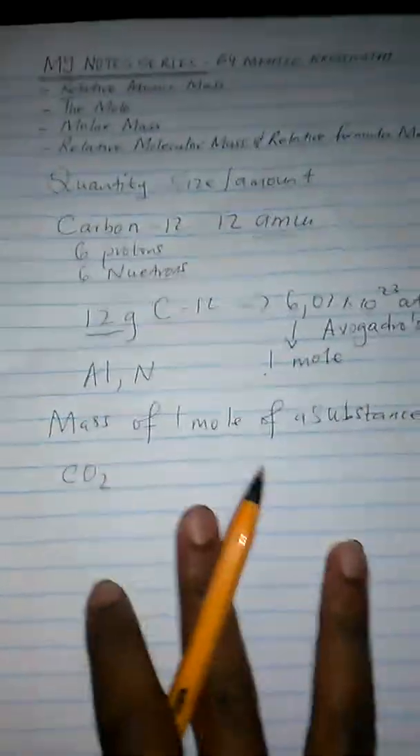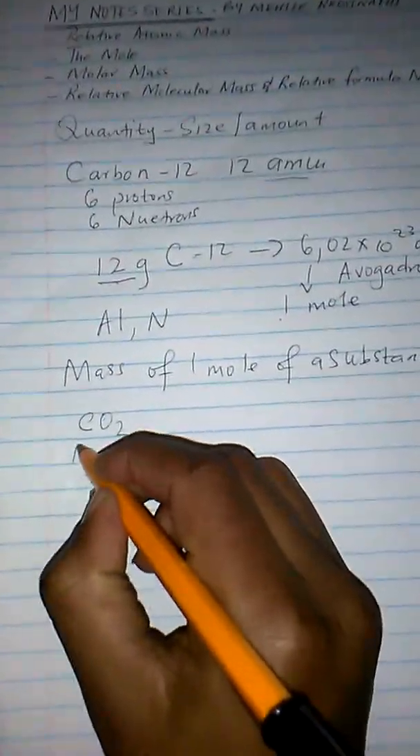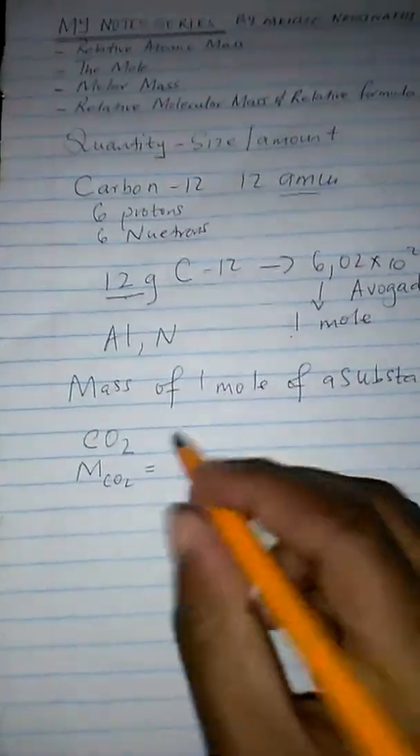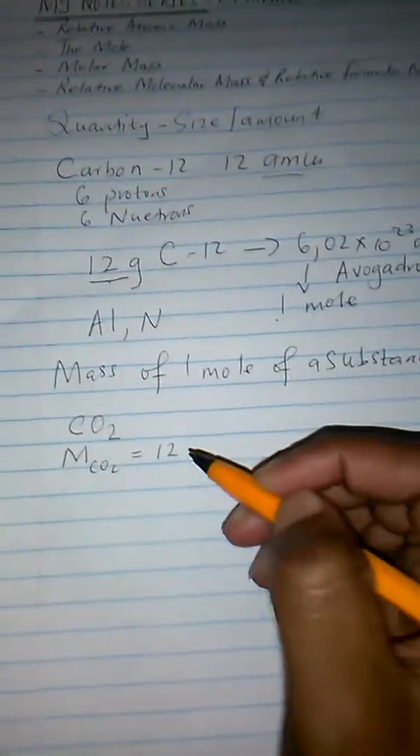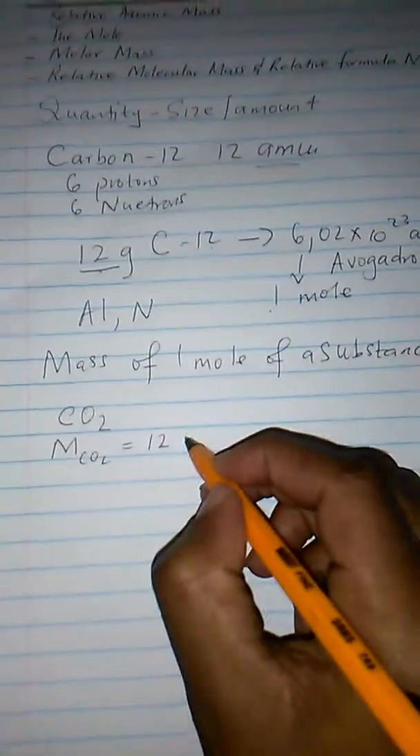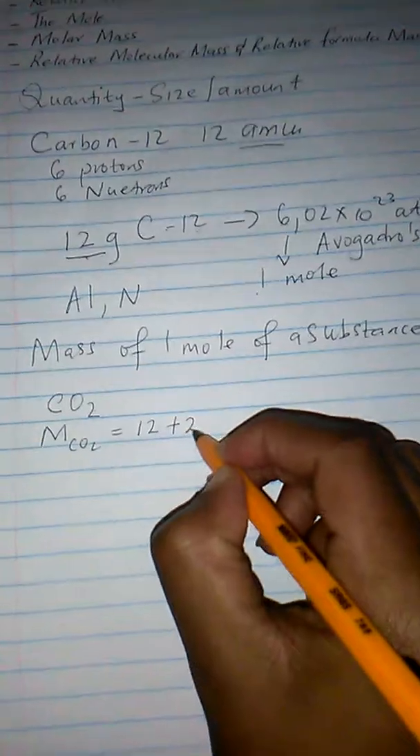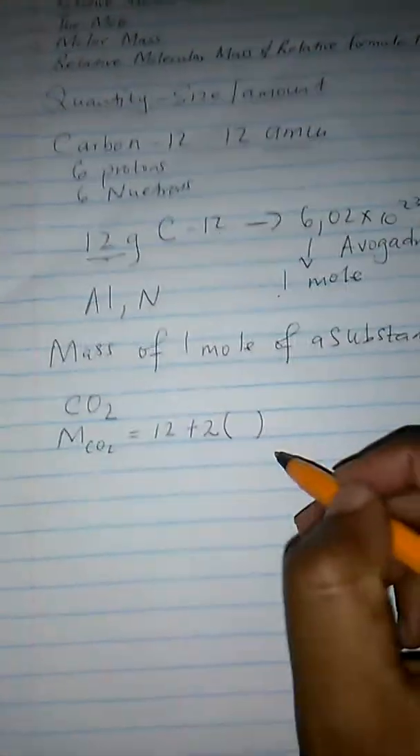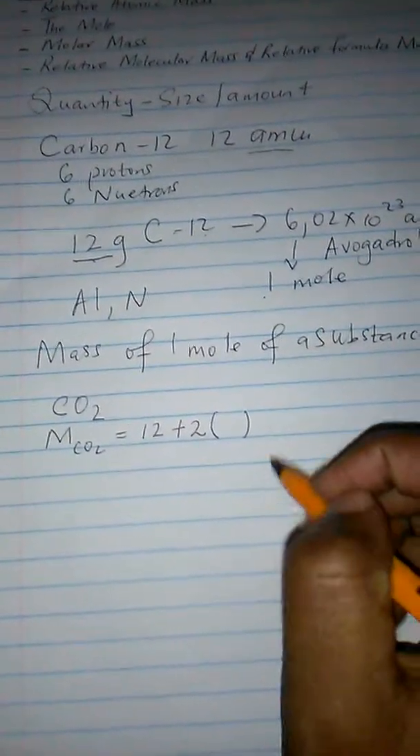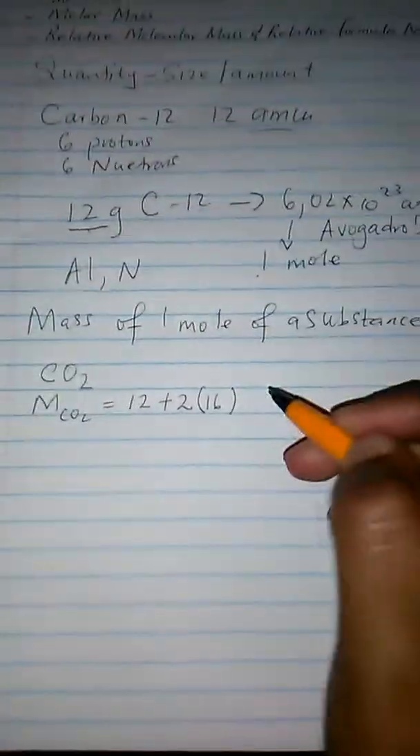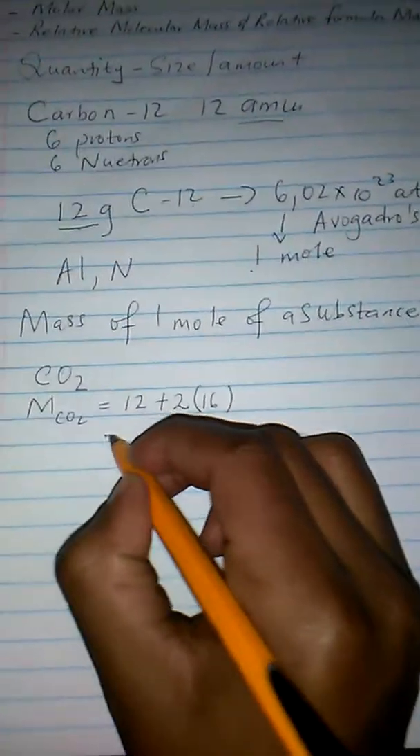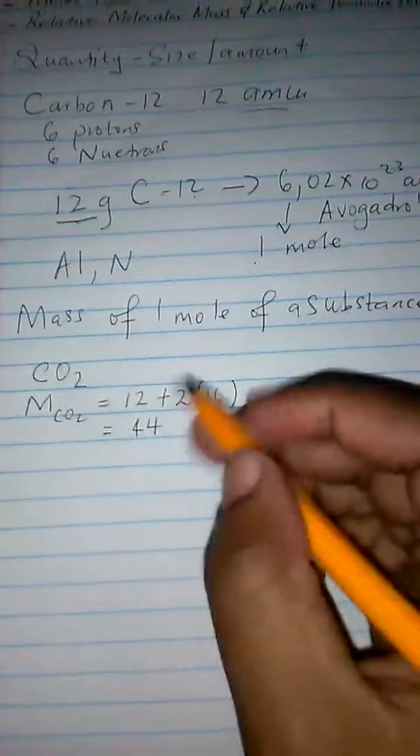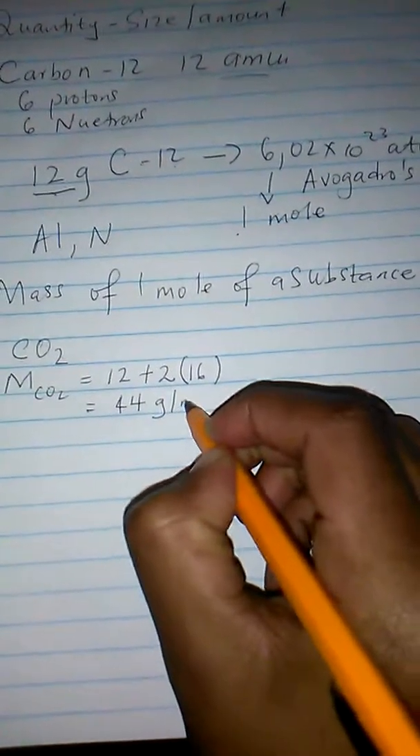So in order to find the molar mass of CO2, we will take the mass of carbon, which from your periodic table would be 12. And then you're going to add it to 2 times, because you have 2 oxygen atoms. And how much does an oxygen atom weigh? It weighs 16. Now if you add this, you'll get 44. And the unit for molar mass is grams per mole.